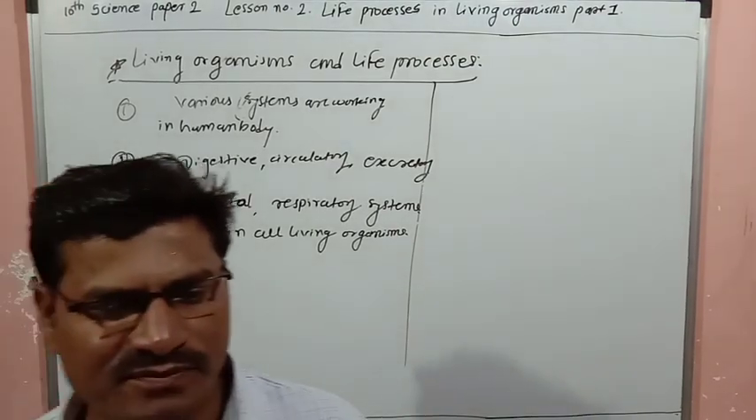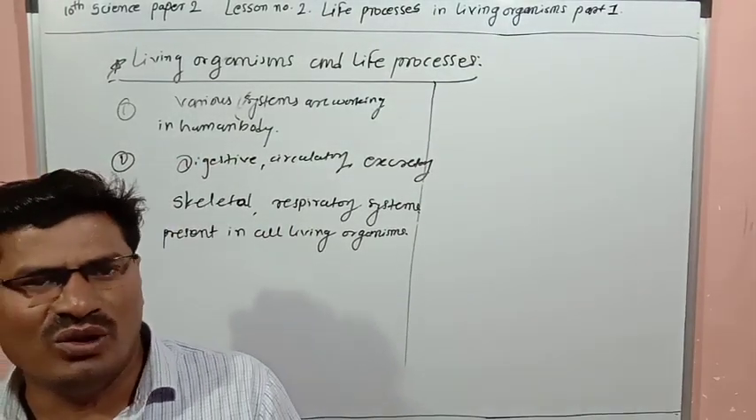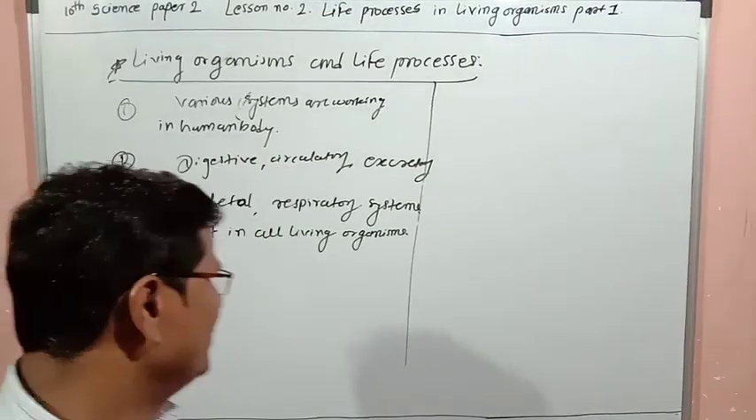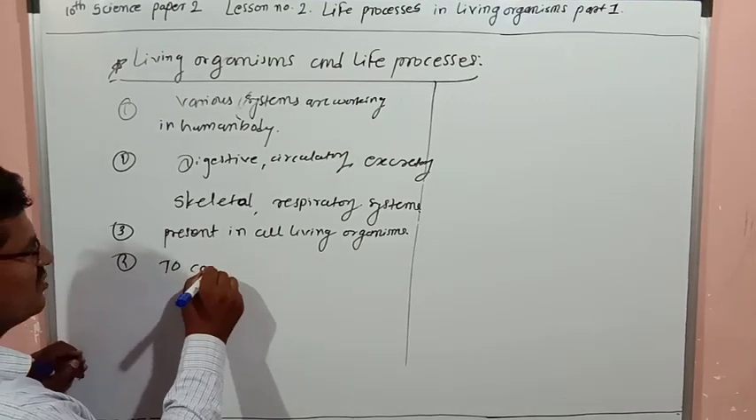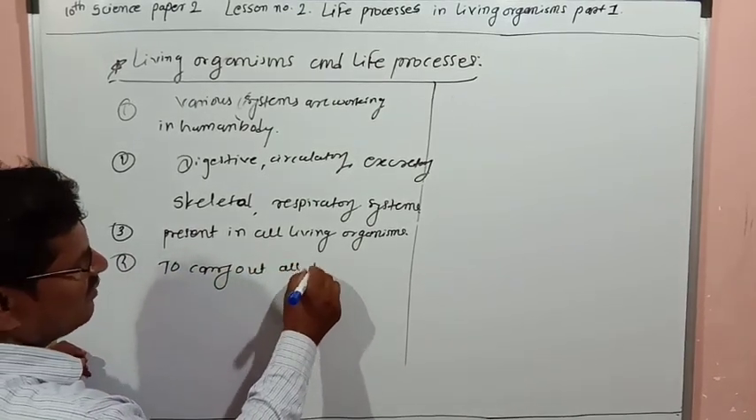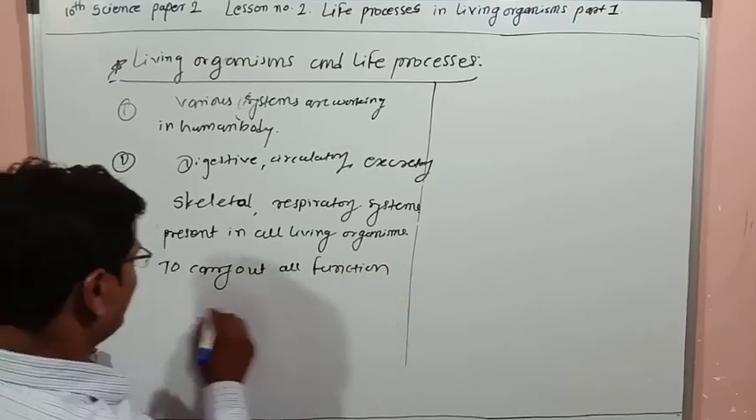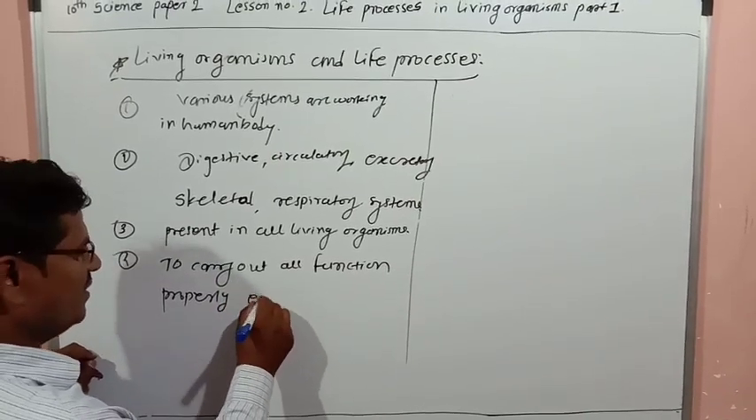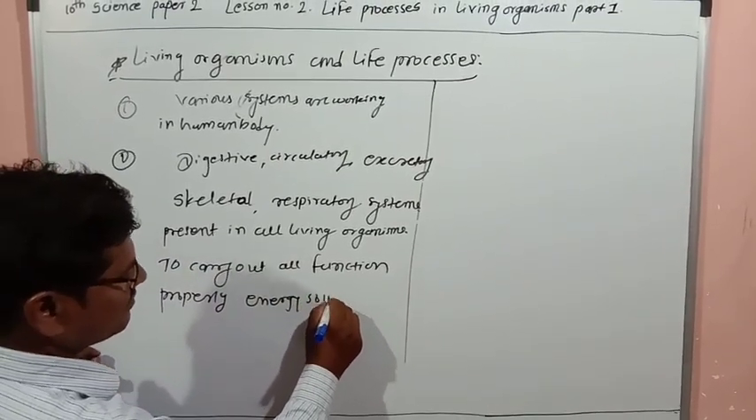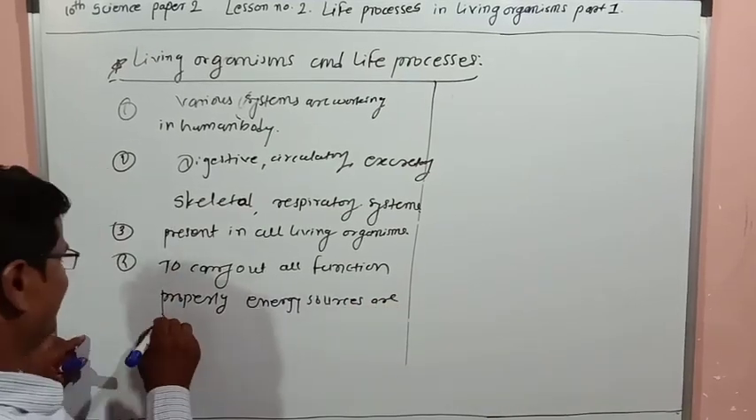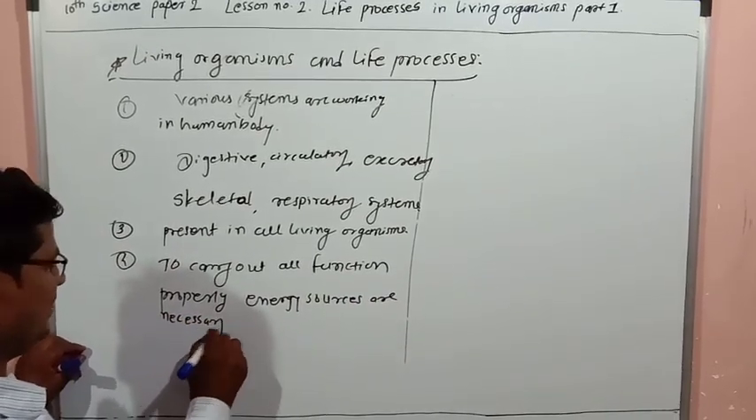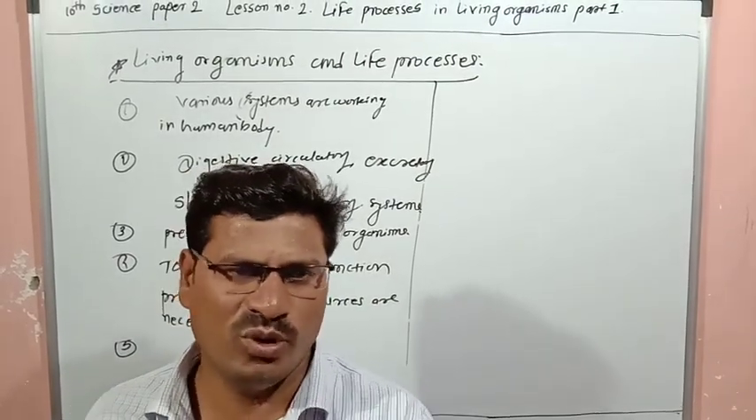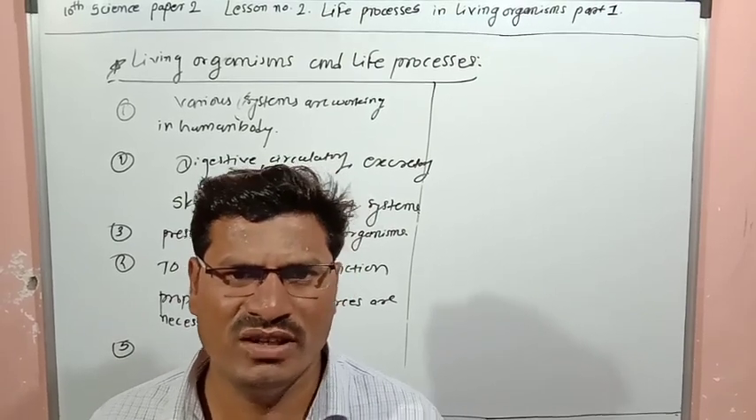So the fourth point: to carry out all these body functions properly, a source of energy is necessary. Energy sources are necessary. Fifth point: energy is harvested by the mitochondria present inside the cell.